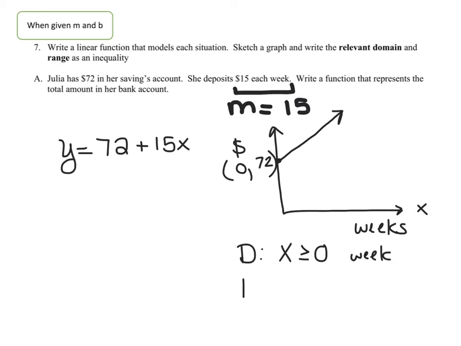Now your range, where does it begin? This is your y value. So the least amount of money that's in the account is your first $72. So your y, and it's growing, it's getting higher, is also greater than or equal to 72. Okay, and you could put a label on that. I won't penalize you if you don't, but since we're talking about domain and range in real life, it's best with these units.